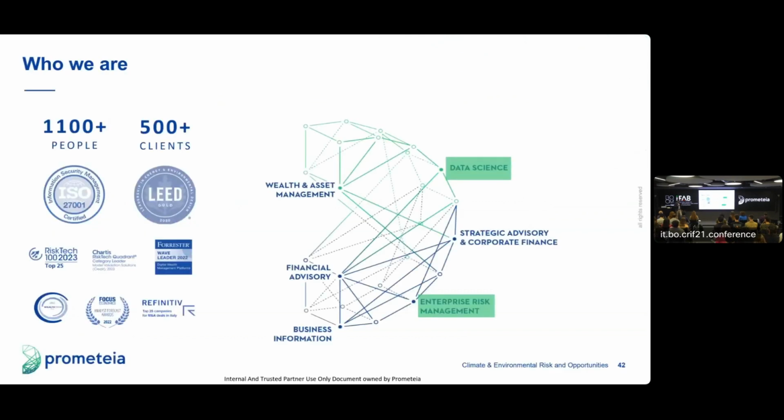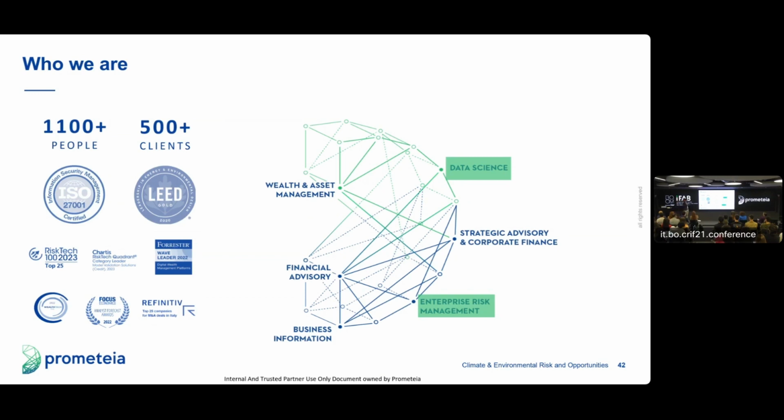So, starting from the beginning, Prometea is a company that was established in 1974, so 50 years ago, from a spin-off from Bologna University. And so it has a huge background in terms of research, especially economic research, but then it started to grow, and actually grew quite a lot, because nowadays we are 1,100 people with more than 500 customers, more or less all around the world.